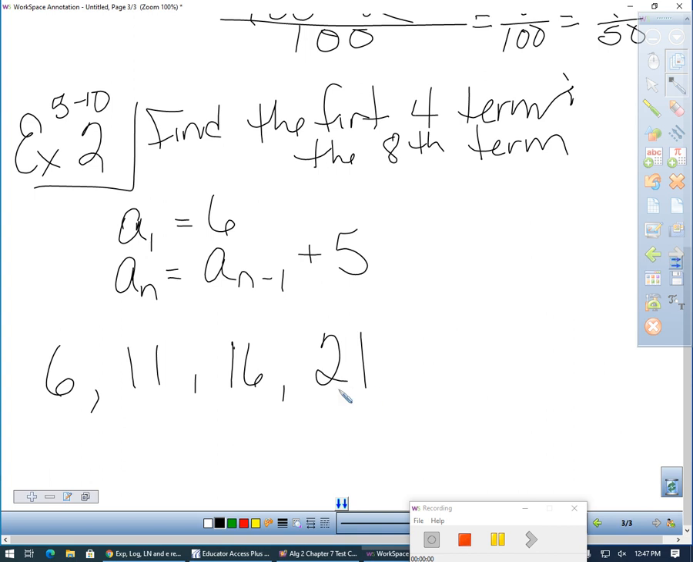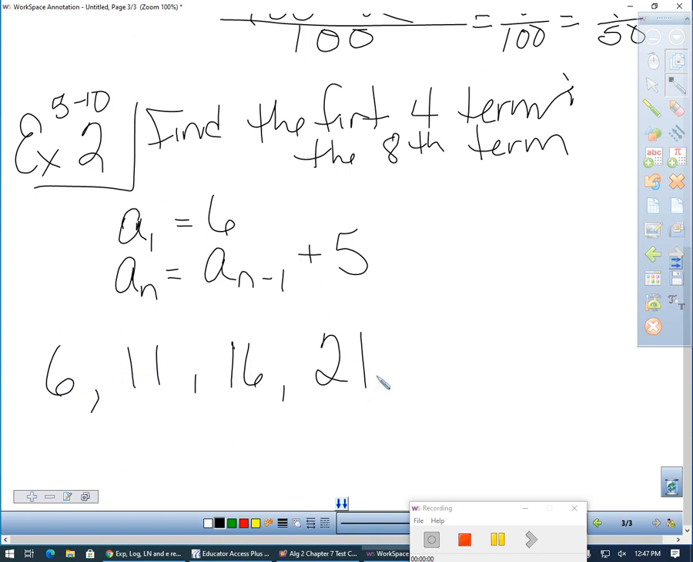Everybody okay with that? Here's the problem with recursive, though. There's no way to just jump to the 8th term. That's why they don't go too far, and that's why we don't like to use recursive, because it's always using the previous information. So you can't just jump to 8 because you don't have the previous information. So we've got to keep going.